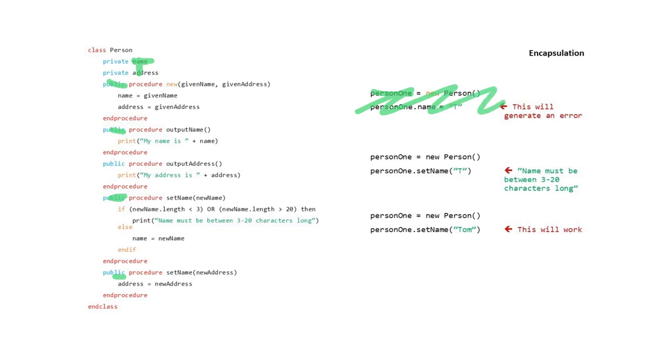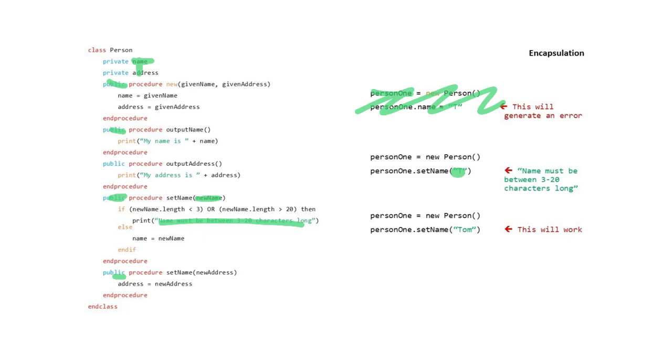So person1 equals new person. We've created a new person object. We say person1 dot set name. We use set name and we pass in our new name, the letter T. However, look at the code we've written. If the new name dot length is less than 3 or greater than 20, we give them an error message: the name must be between 3 to 20 characters long.